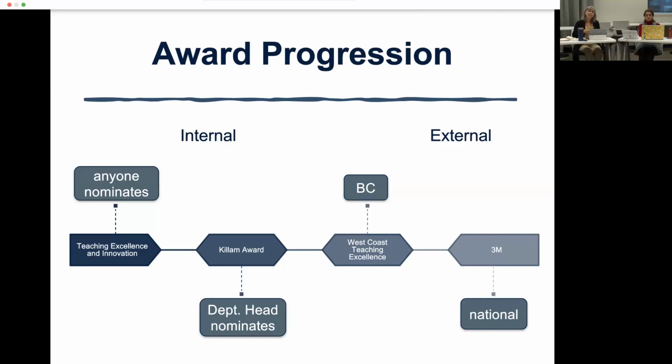Now, the 3M is a national award, so it's one of our most prestigious Canadian awards. That one can be nominated by almost anybody. It's not for seasoned people, it's for everyone.